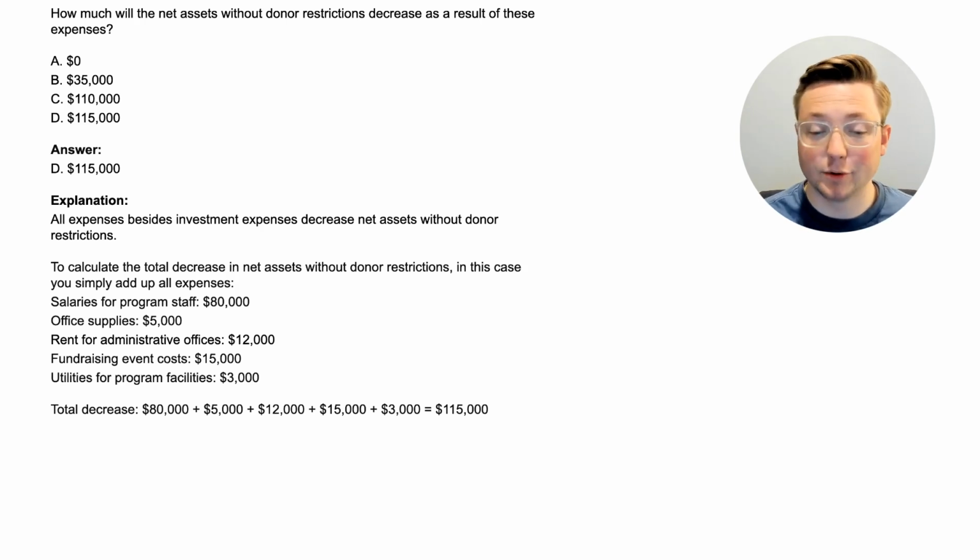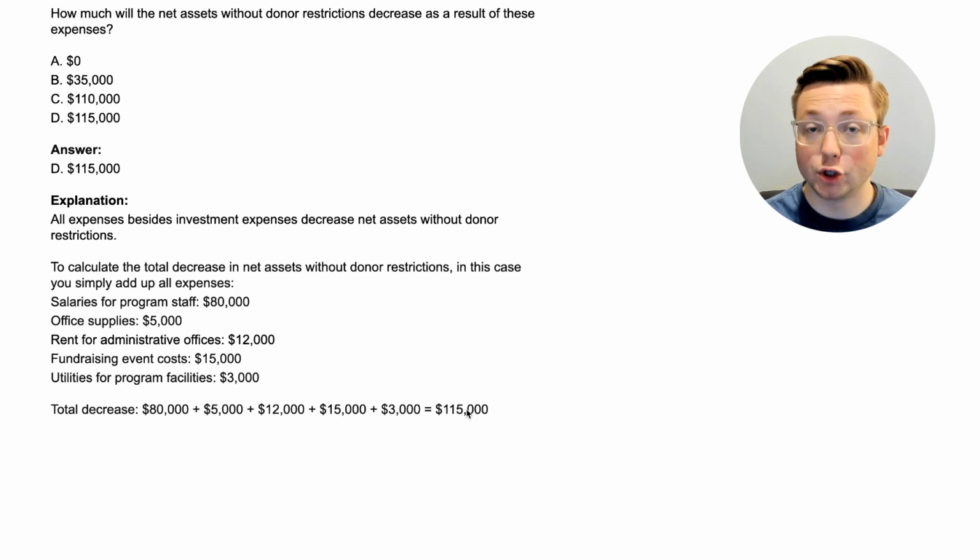So it's pretty simple. You just add it all up and all of these together is $115,000. That's how much it will decrease by. Now, investment expenses are the expenses that relate directly to an investment, and those are typically netted against the investment income.